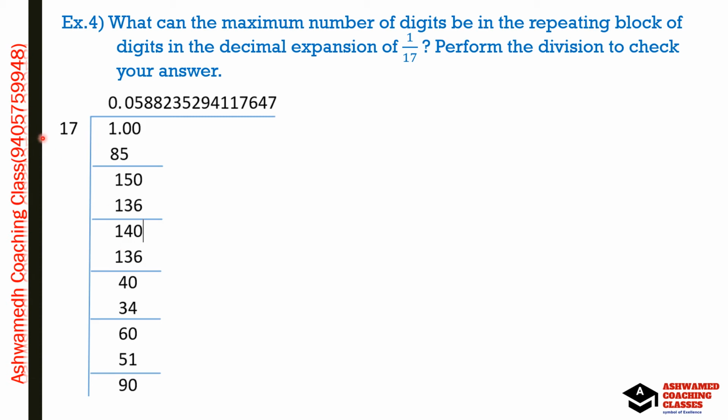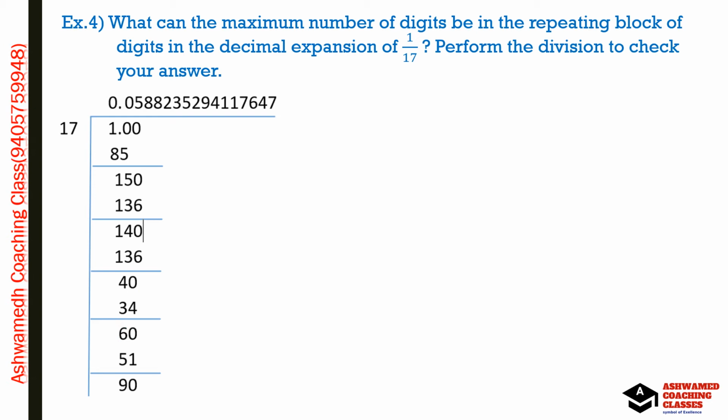Now 17 into 8 is 136 once again. 140 minus 136 is 4. Take 0 again, so we get 40. So 17 into 2 is what? 17 into 2 is 34.